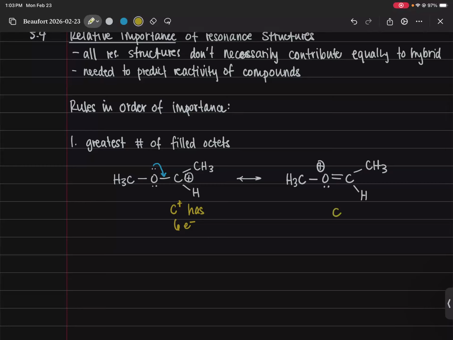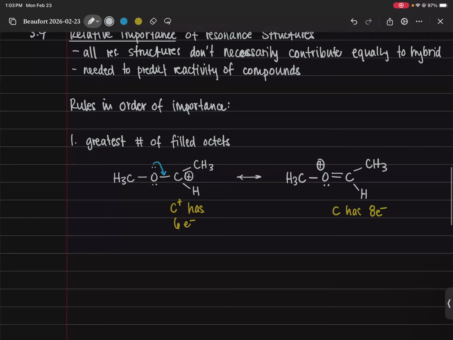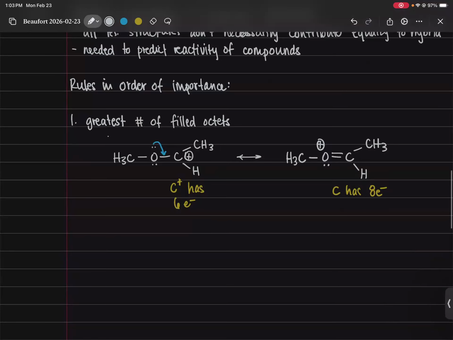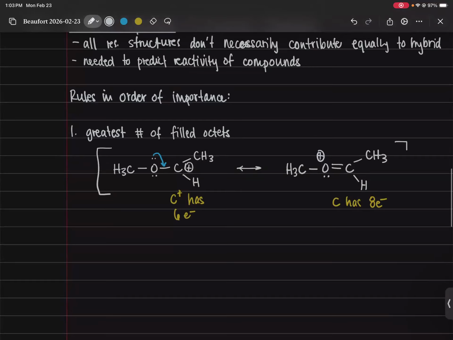The carbon here now has an octet, 8 electrons, and you might also be curious about the oxygen, so you can check that as well. On the left, 1, 2, 3, 4, 5, 6, 7, 8. We're good. And on the right, 1, 2, 3, 4, 5, 6, 7, 8 electrons. So the oxygen, at least when it comes to the octet, is not an issue here, just the carbon.